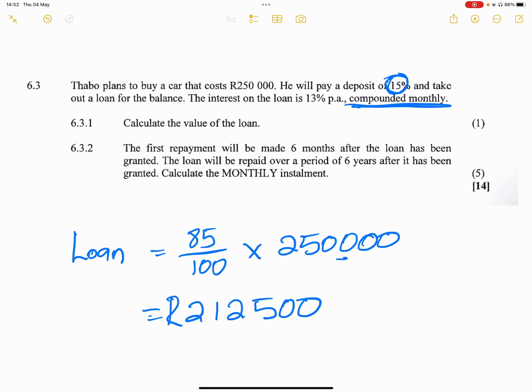Right, now, they say to us, the first payment will be made 6 months after the loan has been granted. Okay? The loan will be repaid over a period of 6 years after it has been granted. They want to know what the monthly installment is, right? What installment should he pay? Ladies and gents, I want you to please remember in this case.